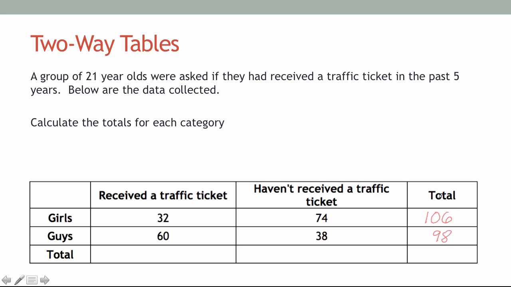We're getting some hard data. Now let's look at how many total this way. Those who received a traffic ticket, 32 girls, 60 guys, so that's a total of 92 people who had received a traffic ticket. And out of those who hadn't received a traffic ticket, that's 74 plus 38, that's 112. And finally, we need to total up how many total people were in the survey. So that's 112 plus 92. That is going to be 204.